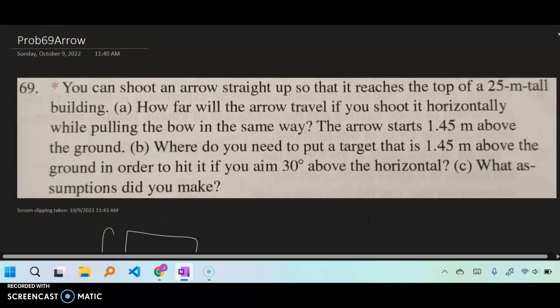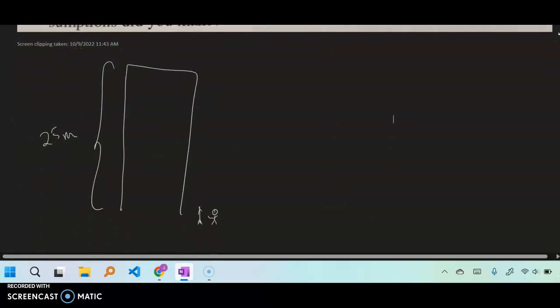All right, here we go. I can shoot an arrow straight up to reach the top of a 25-meter tall building. And here I've cheated a little bit, and I've actually drawn my 25-meter building already. And I want to know, what can I figure out from this?